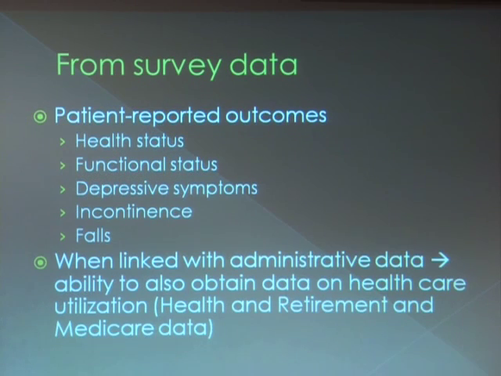From survey data, you can have patient-reported outcomes. So in the case of the Health and Retirement Study, you're going to have the patient's health status that's reported on a regular basis. You're going to have functional status that's measured on a regular basis. The patient may report depressive symptoms, may report incontinence or falls. You're going to have all that captured. But in the case of falls, for example, when you're looking at administrative data, you would not be able to capture that unless there was maybe a fracture. And then you say, well, even then, I don't know if it was a fall or not.